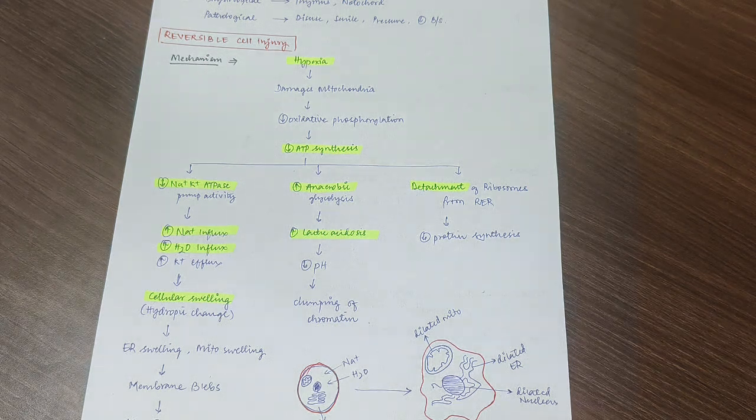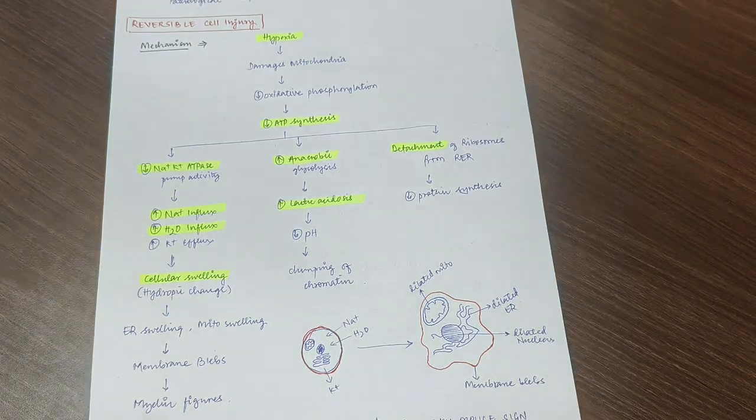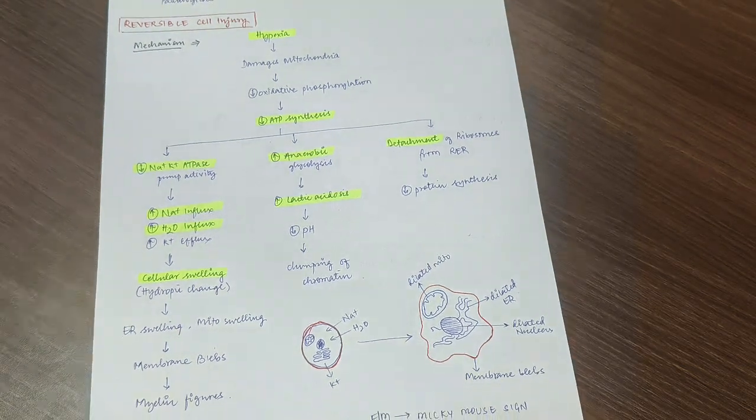Normally it is converted into acetyl CoA for the TCA cycle. But there are two fates. Either it can be converted to acetyl CoA, or it can be converted to lactate. But here, because of anaerobic glycolysis, the lactate is predominating and that will lead to lactic acidosis. Since there is an acidosis, what happens? The pH is reduced. If the pH is reduced, there is clumping of chromatin. Because of this decreased pH, the chromatin will undergo clumping.